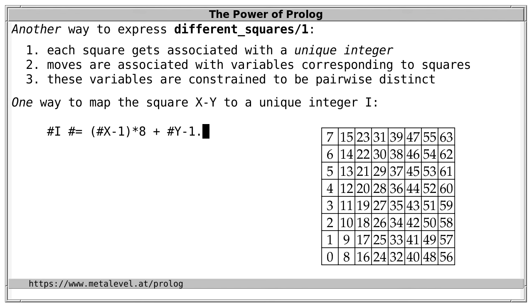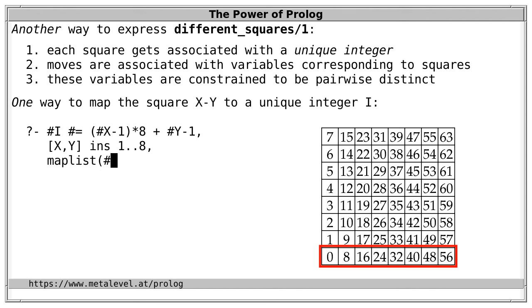How strong is the propagation now? For example, suppose we are reasoning about a square with coordinates x and y between 1 and 8, and that square is associated with the integer I. And further, suppose that all squares in rank 1 are occupied.